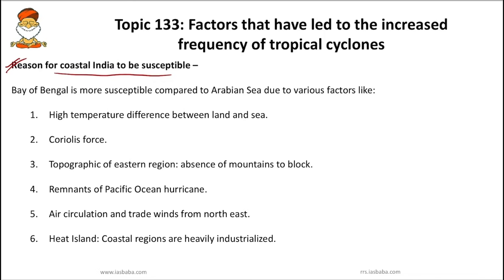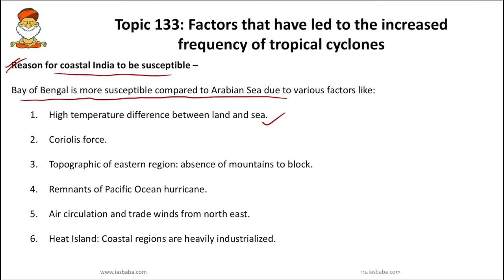Next important, we will see what are the reasons for coastal India to be susceptible. So why are there more and more cyclones, and why does it affect coastal India, and especially why is the Bay of Bengal more susceptible compared to the Arabian Sea? Why are cyclones more prevalent in the Bay of Bengal compared to the Arabian Sea?